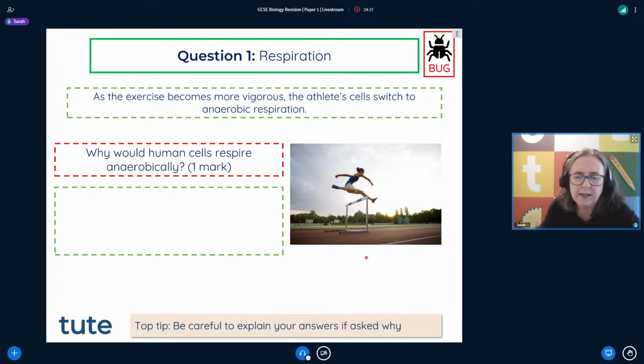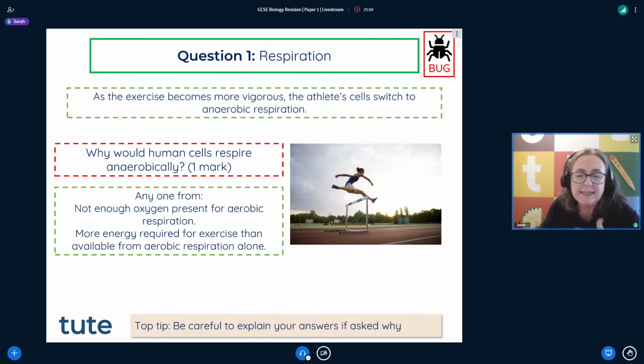Well, this girl here is doing a sprint hurdle. She's going to use a lot of energy very fast. It's going to be a struggle for her, even with her heart beating faster and breathing deeper, to get that oxygen and glucose to her cells quick enough. And it might be that they can't quite do it. And basically, for a short time, and it's only a short time, your body cells can switch to what we call anaerobic respiration.